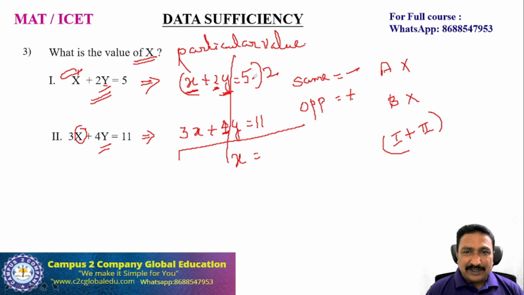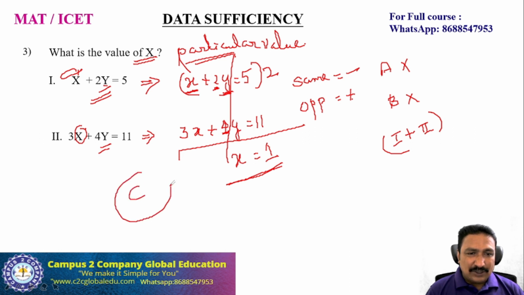Here 11, and here 2 fives are 10, so 11 minus 10 is equal to 1. So while combining both statements, we are getting x is equal to 1. That means we are getting a particular value. So we can find the answer for this question by combining the first statement and the second statement. In this case, the answer is the third option, because we are getting the answer from the first and second statements together. Understood, friends? Now we will go to the next question.